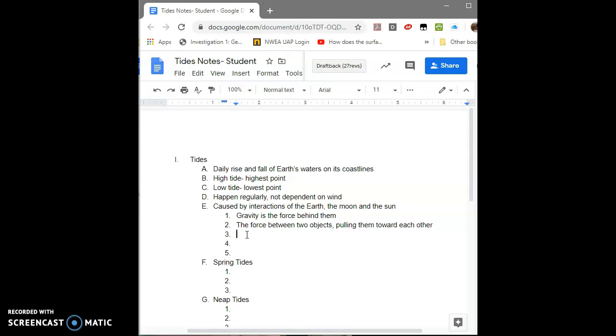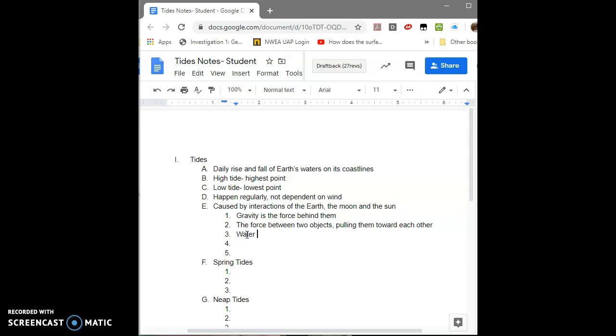So when the moon and the sun and the Earth are interacting with each other, basically the gravitational pull of the moon is pulling on the Earth toward the moon. Well, the Earth also pulls back on the moon. The Earth does move, but the waters of the Earth aren't stationary. They aren't fixed in place. So they are pulled, and that's called a tidal bulge.